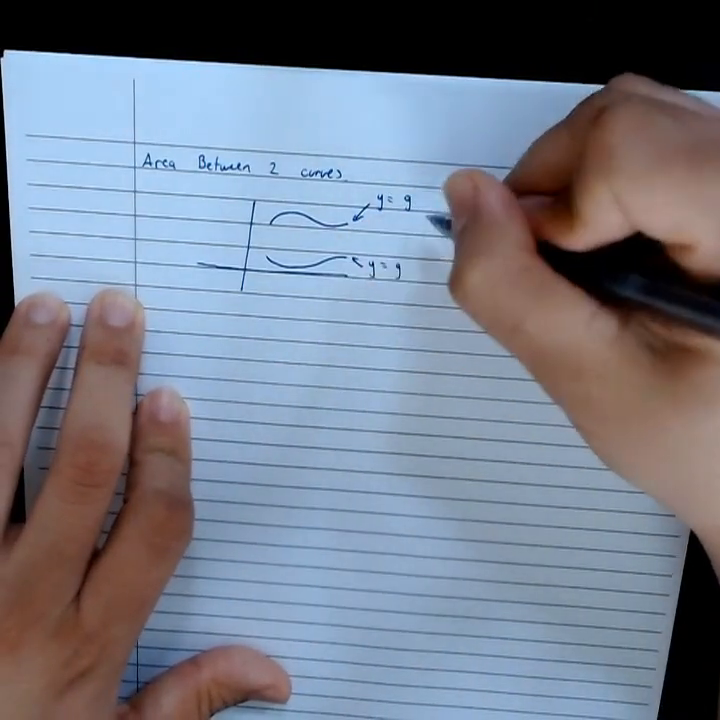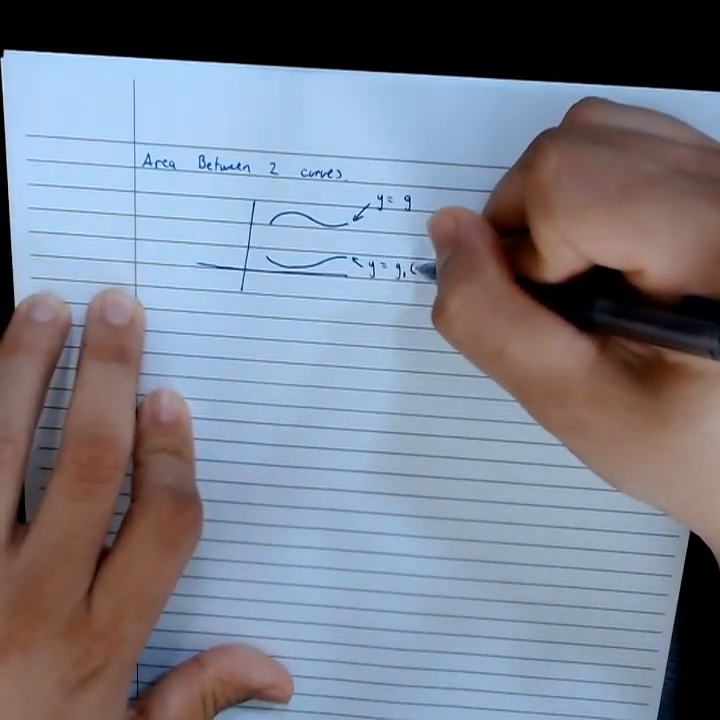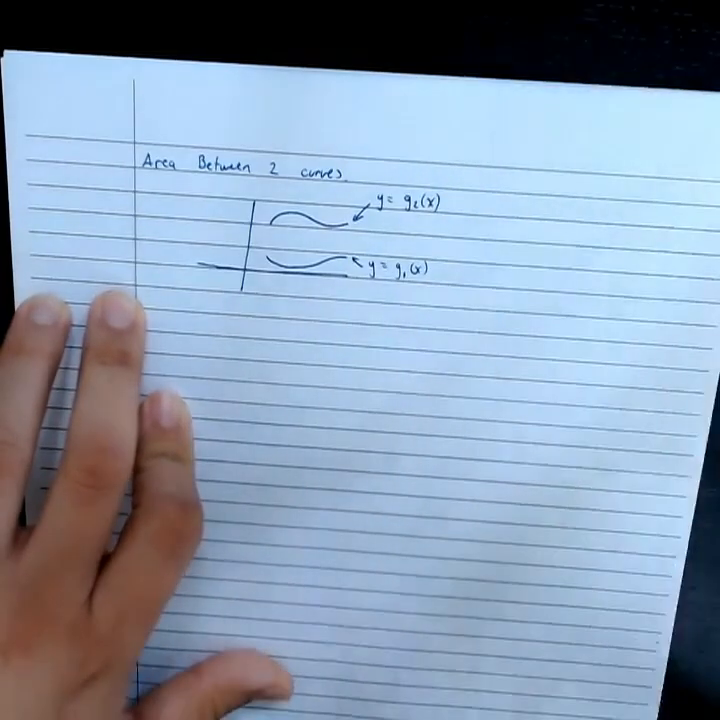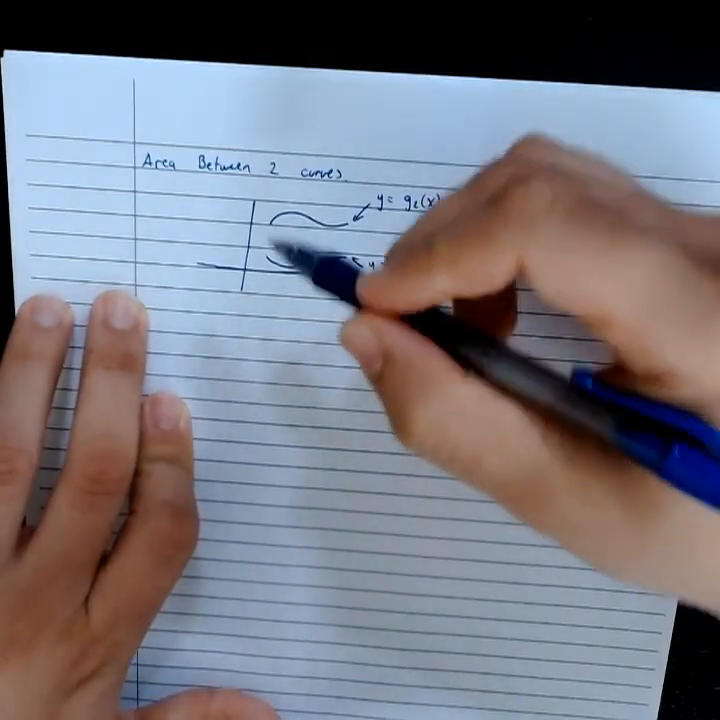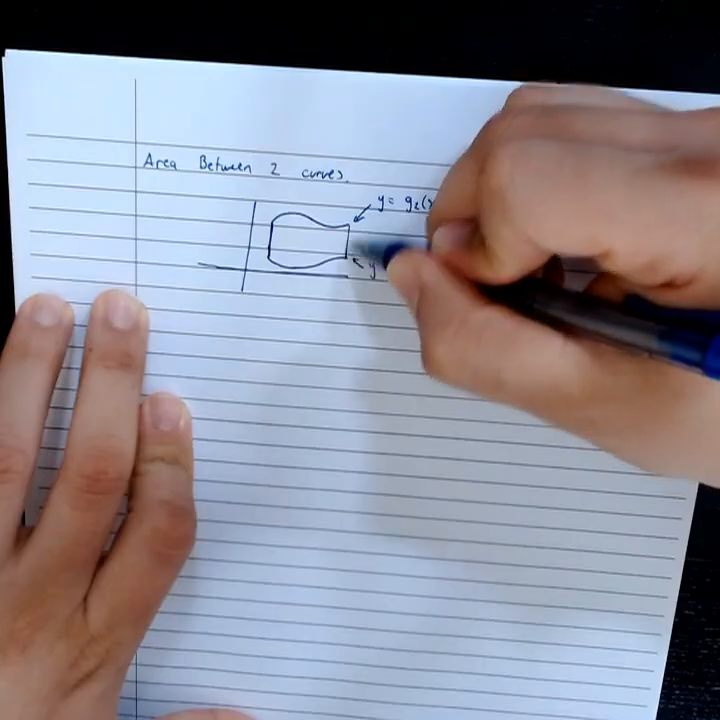Here, these are two different functions, so I will call this one g1, and I will call this one g2, just to be able to distinguish them later. So now, if I want to find the area between those, let's go ahead and make these perfectly flat, just like this.